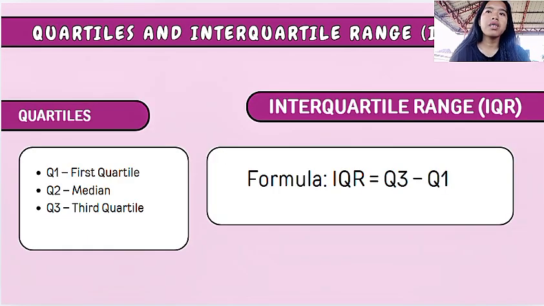Quartiles divide an ordered data set into four equal parts. The first quartile, or Q1, represents the lowest 25% of the data. The second quartile, or Q2, is the median. The third quartile, or Q3, represents the highest 25% of the data. Interquartile range is calculated by subtracting Q1 from Q3. It measures the spread of the middle 50% of the data and is useful for identifying outliers.